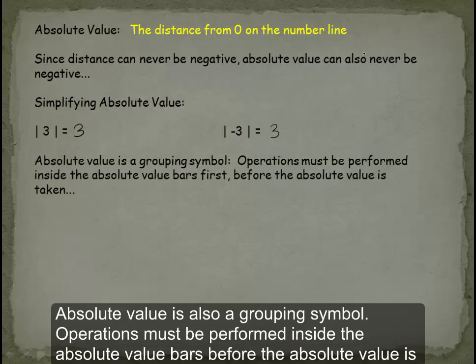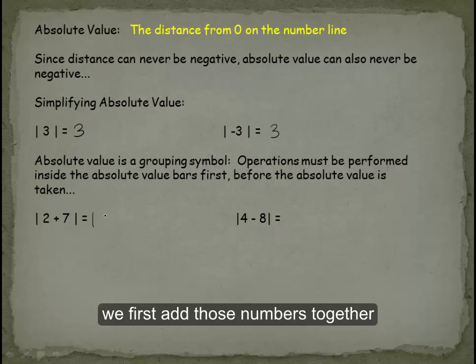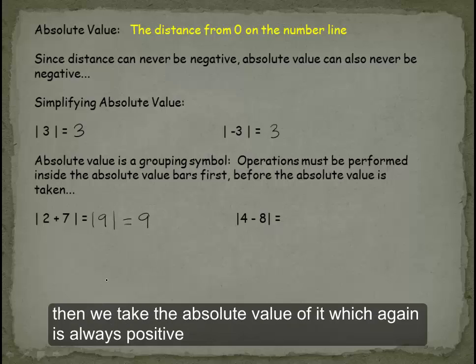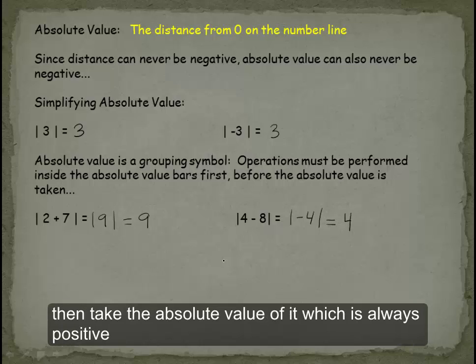Absolute value is also a grouping symbol. Operations must be performed inside the absolute value bars before the absolute value is taken. So for example, if we have 2 plus 7 located inside absolute value bars, we first add those numbers together, then we take the absolute value of it, which again is always positive. With 4 minus 8 inside the absolute value bars, we subtract first, then take the absolute value of it, which is always positive.